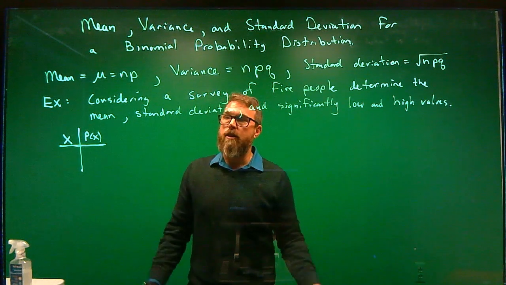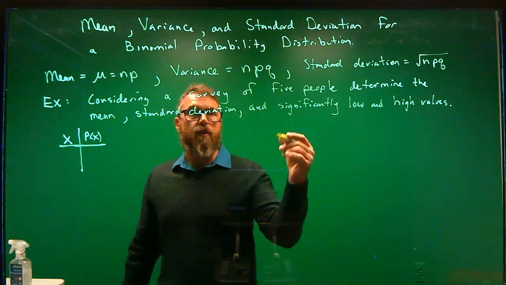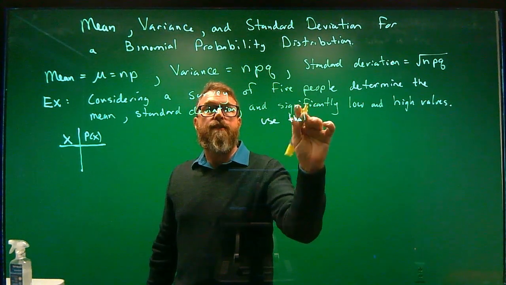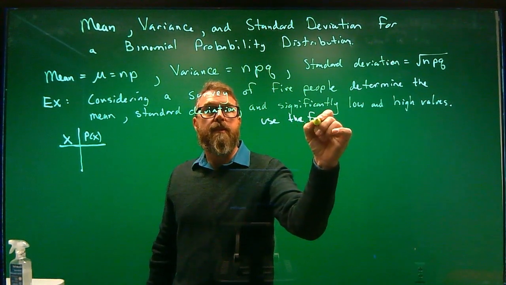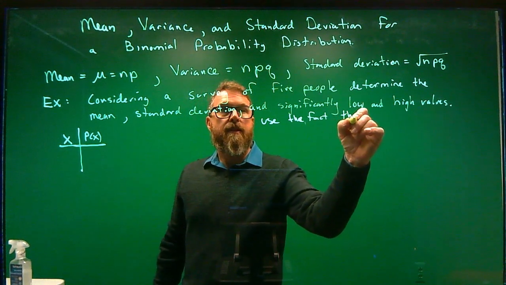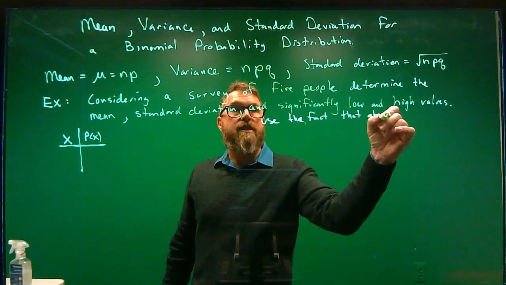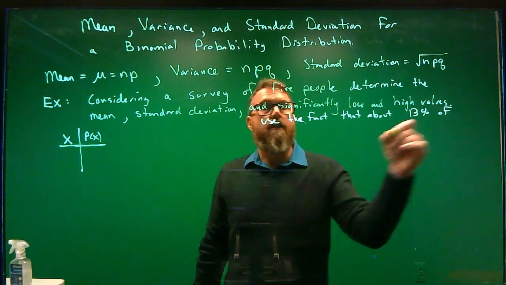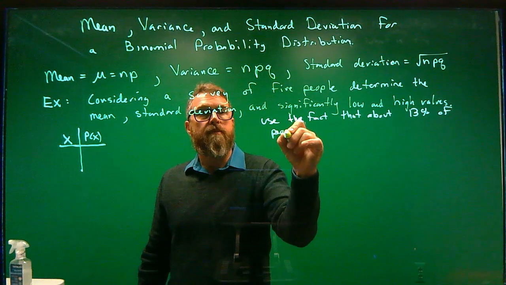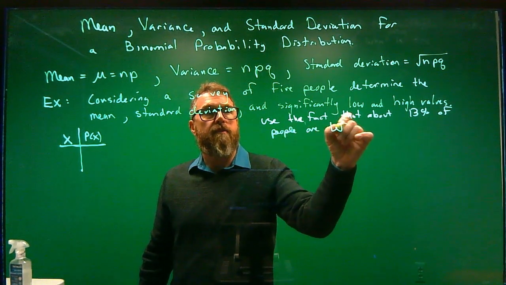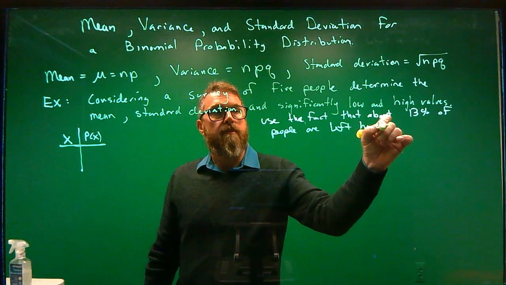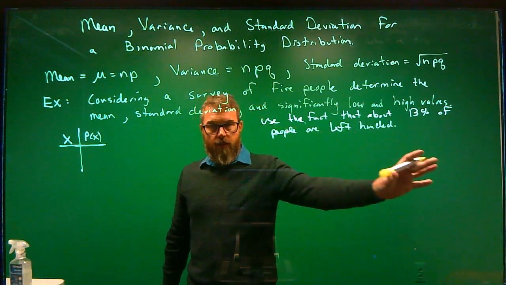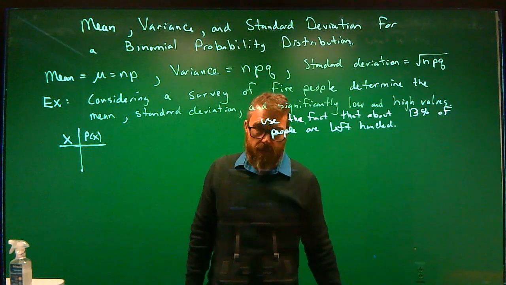So it's kind of known that we're going to use the fact that about, and I'm going to say equal to, in this case, 13% of people are left-handed. Okay, so we're going to do our calculations over here because I want to be able to find these probabilities.